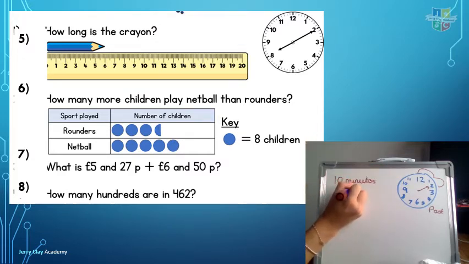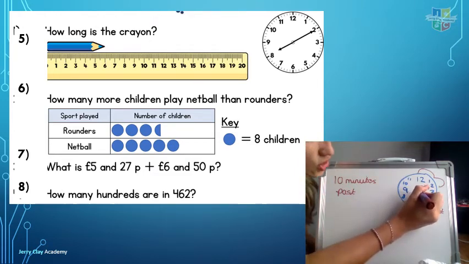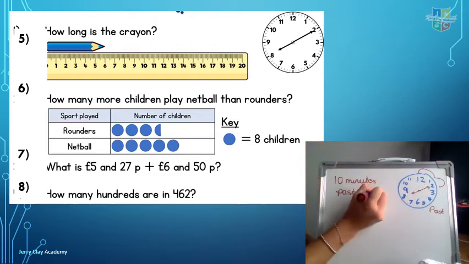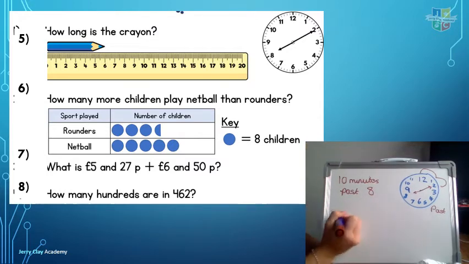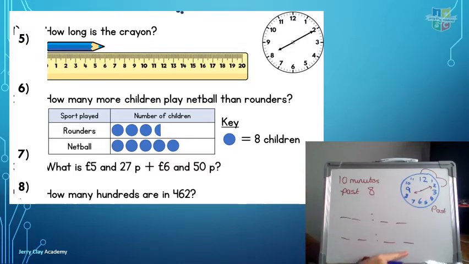past. Then I need to look at where my hour hand is. It is just slightly past the 8, so it's going to be 10 minutes past 8. Now if I was to write this as a digital clock, I know first of all that my minutes are on the right hand side, so I know that 10 minutes have passed, so I would put 10.